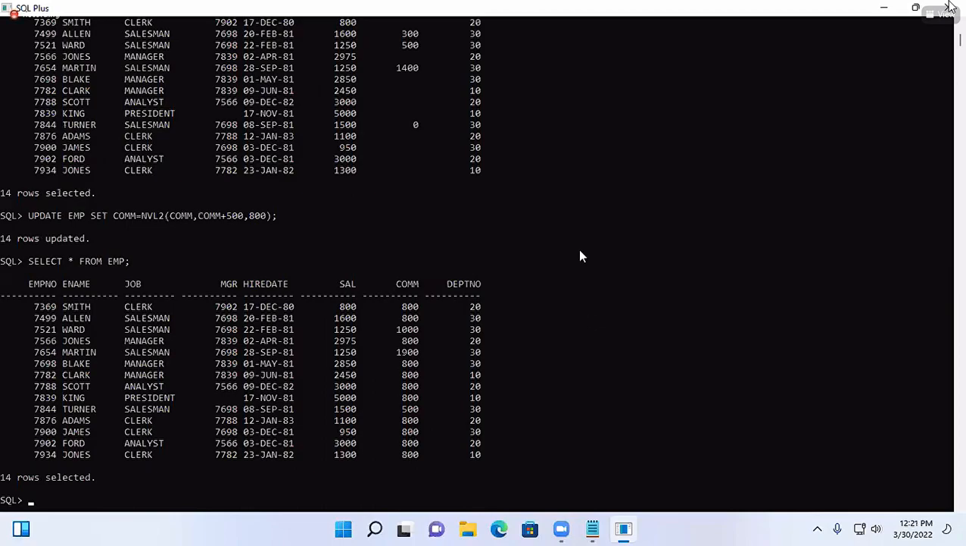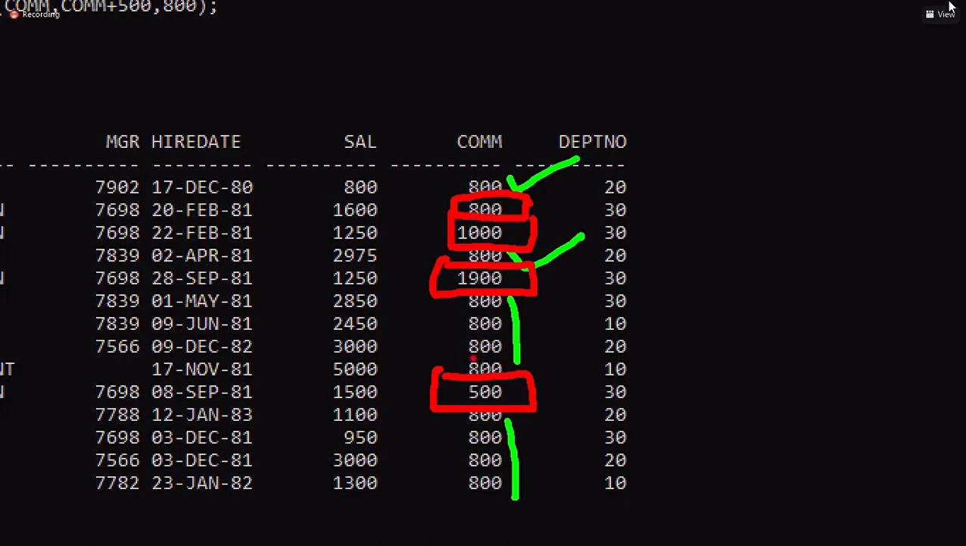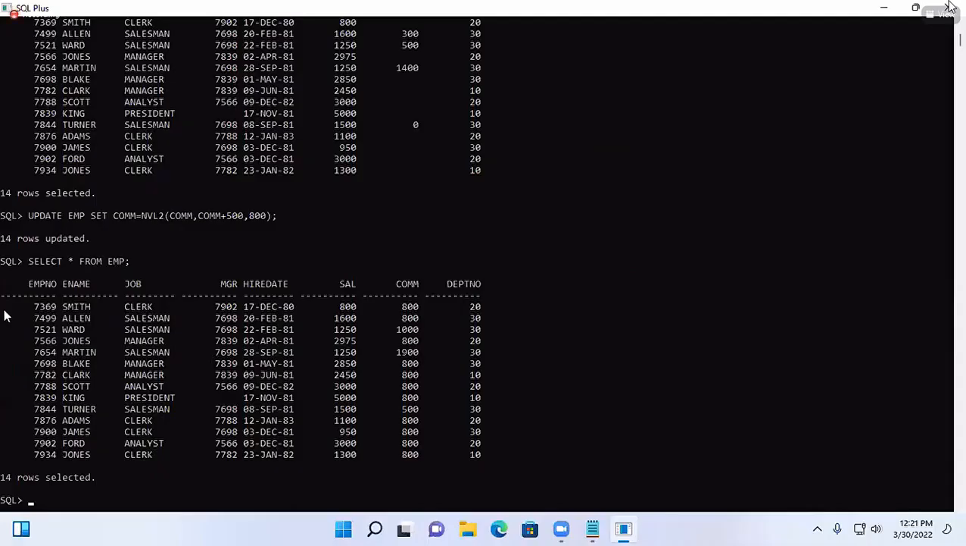So got it? Wherever nulls are there, the null places are going to take all 800. Some existing values are already there. So 300 plus 500, 800. 500 plus 500, 1000. 1400 plus 500, 1900. 0 plus 500, 500. Clear now? So this is how I can use my NVL2 functions.